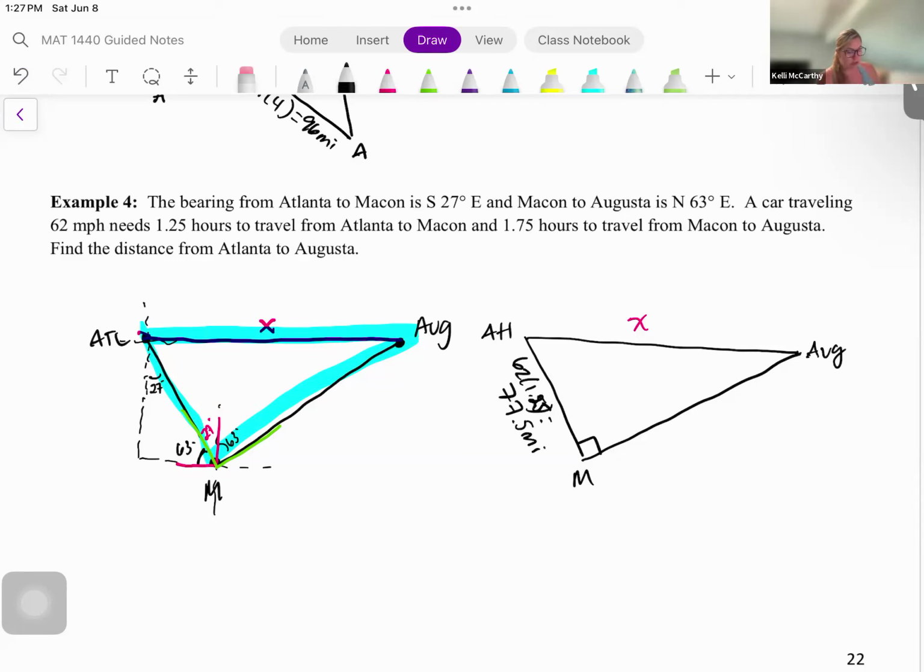We know that a car traveling 62 miles per hour needs 1.75 hours to travel from Macon to Augusta. So that distance is going to be 62 times 1.75, which is 108.5 miles.